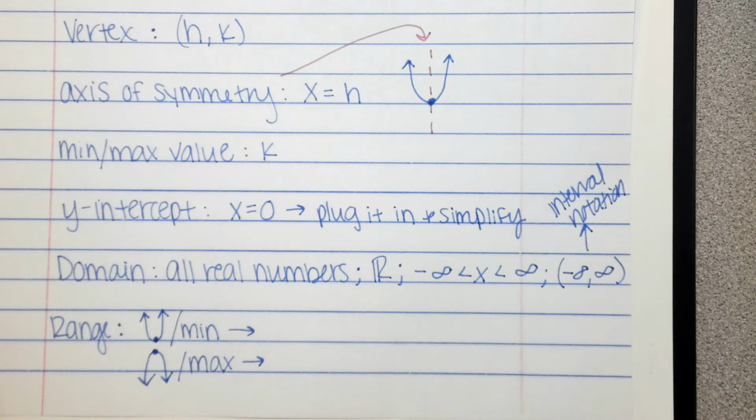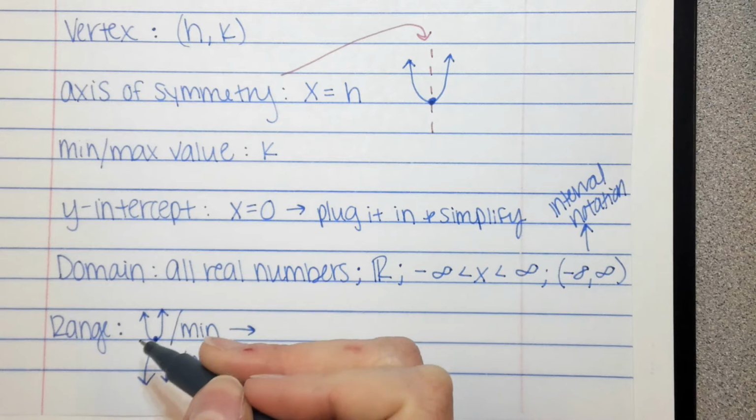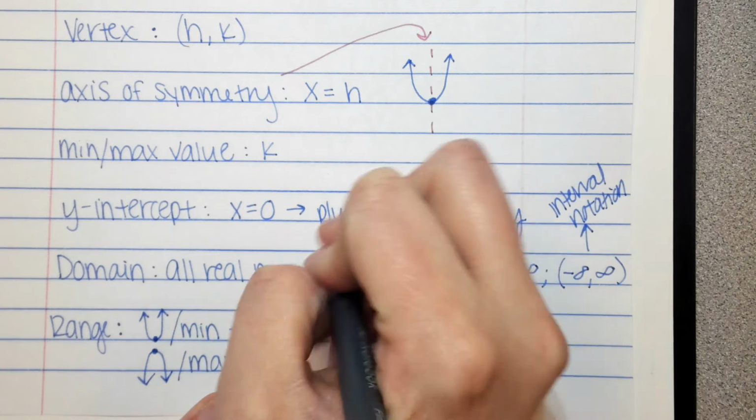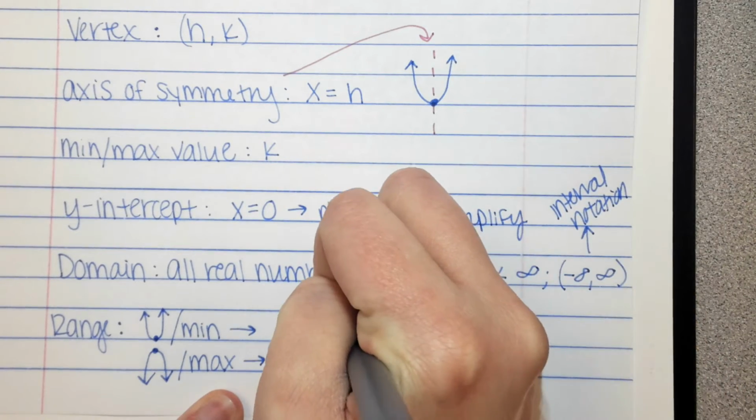Okay, next we need to talk about the range, and it's a little bit different. For the range, it's going to depend. If your parabola opens up and you have a minimum, then your range is going to be anything, so your y is going to be anything greater than that lowest point. So y is greater than or equal to k.